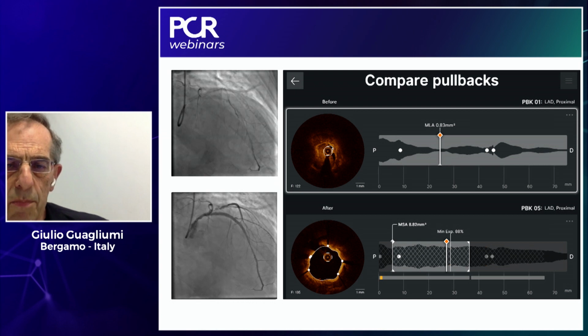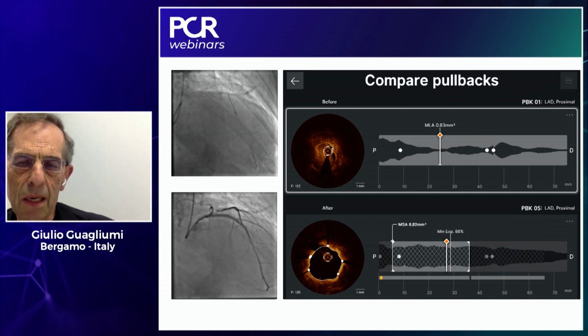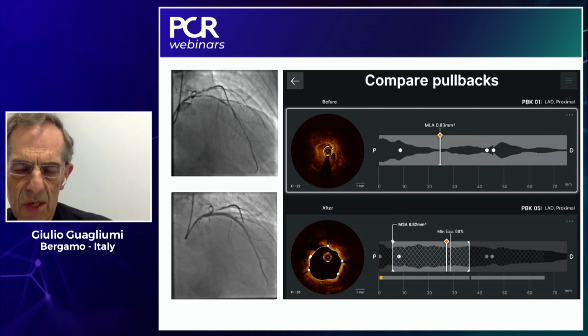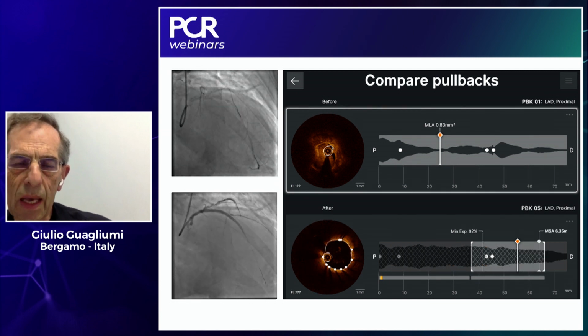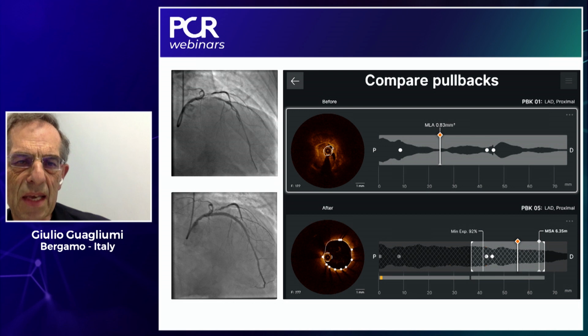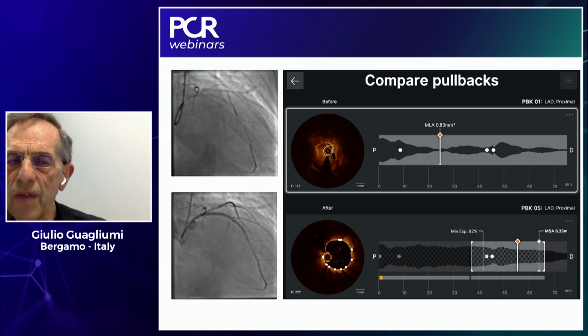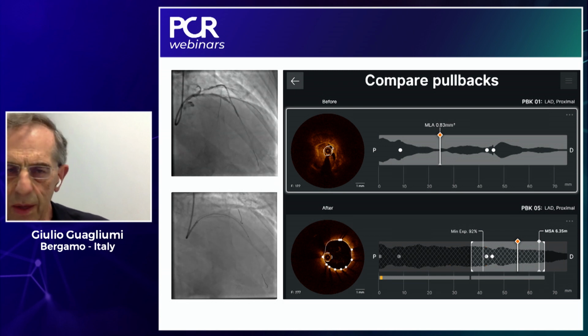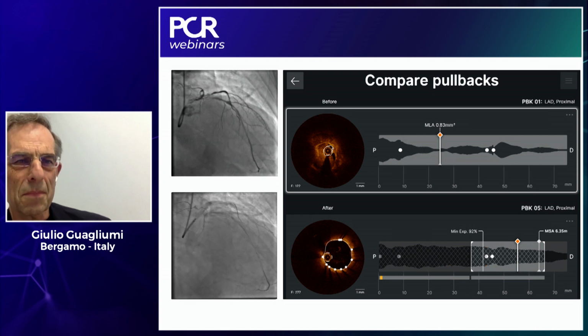And here is the last point, the last plus of this new type of AI-driven information. So you can compare the baseline pullback, where you can see the lumen and the minimum lumen area, with the final assessment, where you can measure, as Paolo was saying, the expansion. That is something totally new, a very important combination of a new, very highly performing catheter with high quality and AI-driven software. Back to you.